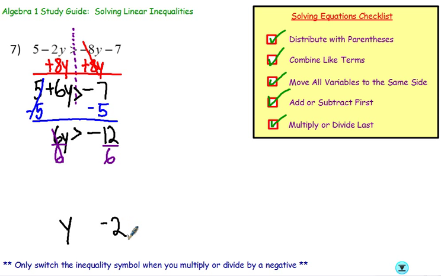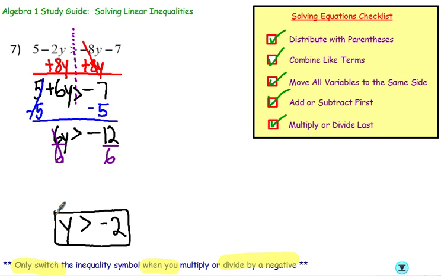And then here's the question. To flip or not to flip? That is the question. What did we say here? We said that we only switch when you divide by a negative. Well, are we dividing by a negative? No, looks like we're dividing by a positive. So therefore, the greater than will stay a greater than.